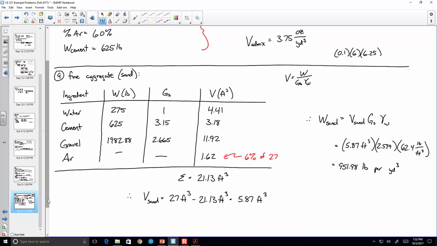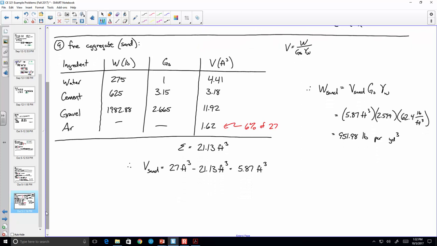Everybody good? Okay. So the only thing left to do at the very end is to do a moisture correction, okay? Because remember, this gravel and this sand was pretty soggy, right? Its moisture content was much higher than the moisture content at SSD. So we need to do a moisture correction at the end. Okay, so has everybody got this? Are there any questions?